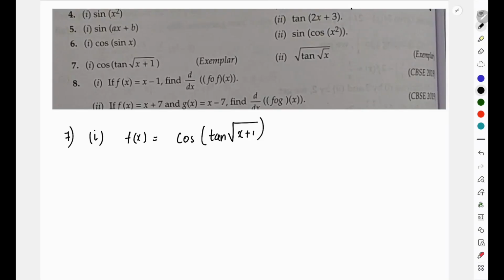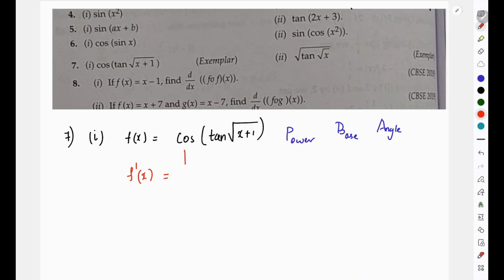So let us differentiate question number 7. F of x is equal to cos tan root x plus 1. So we are going to apply the same rule: power, base, angle. In this question, we don't have power, so let's ignore that part. So we'll start from the base.